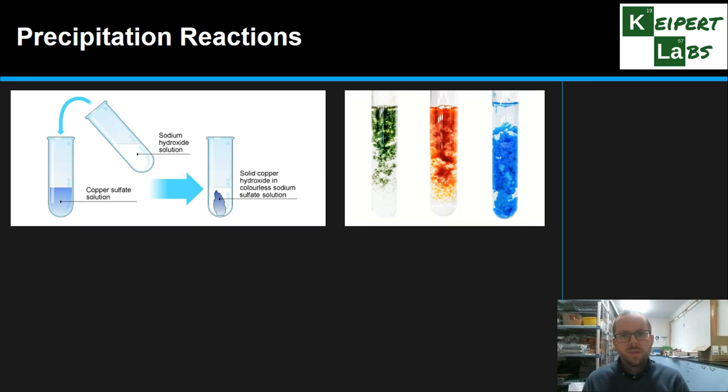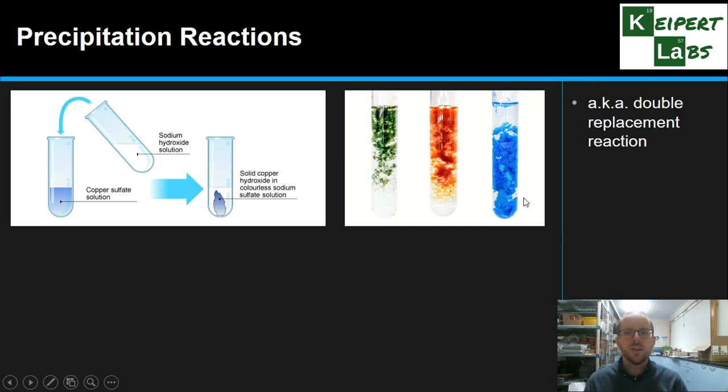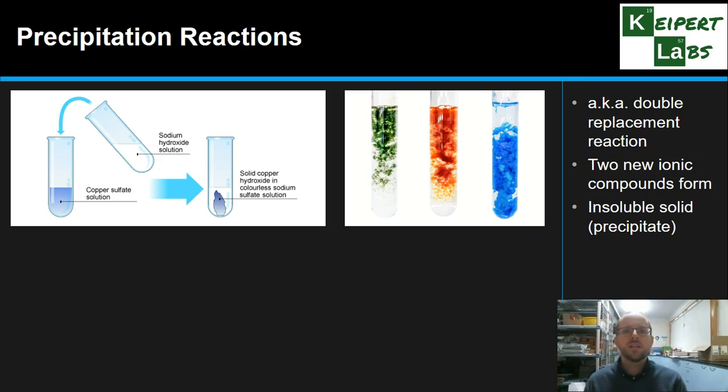Precipitation reactions. So we've got some examples here, like copper sulfate combining with sodium hydroxide solution, and we're forming a precipitate, a solid or a cloudy new product that's insoluble. Precipitation reactions are also known as double replacement reactions. Okay, and I'll show you why in a moment. We're forming 2 new ionic compounds. So we're combining 2 ionic compounds and we're forming 2 new ones, one of which is an insoluble solid, that is a precipitate. It's the cloudy appearance that develops.